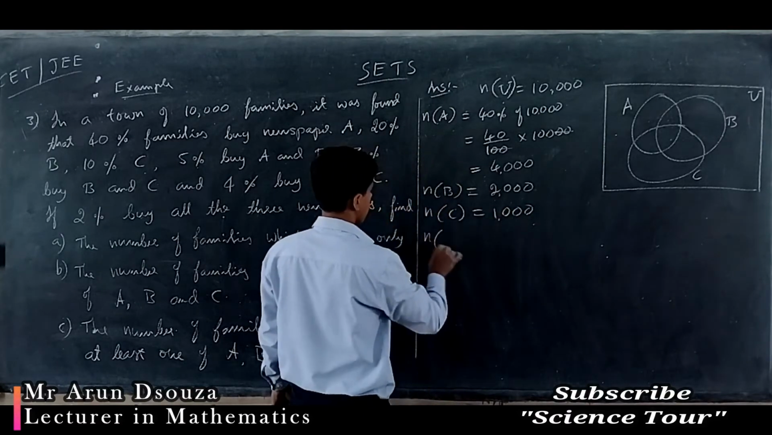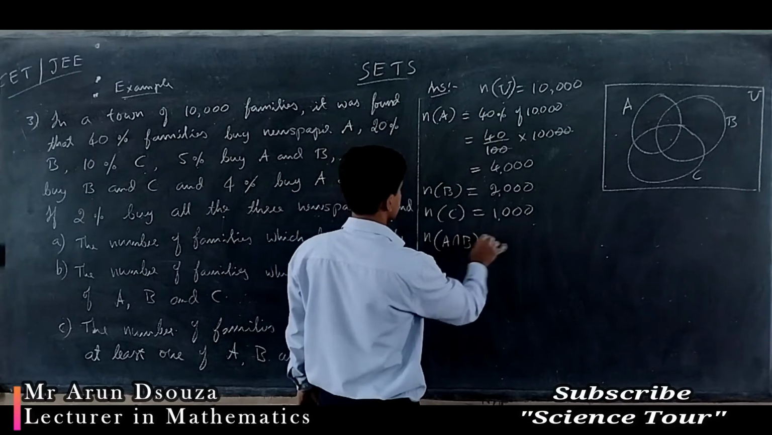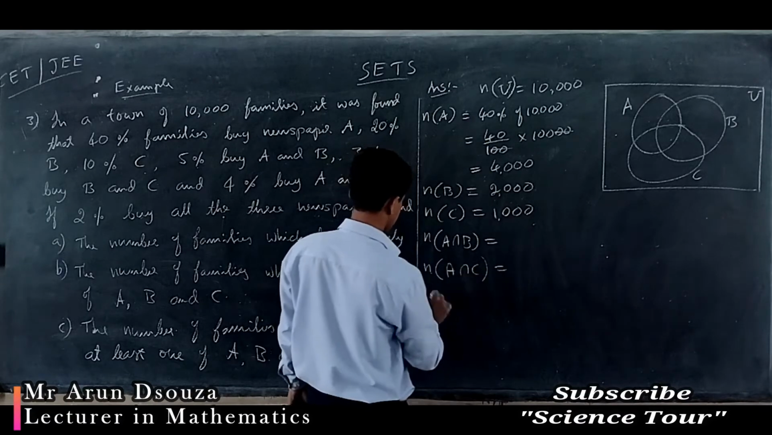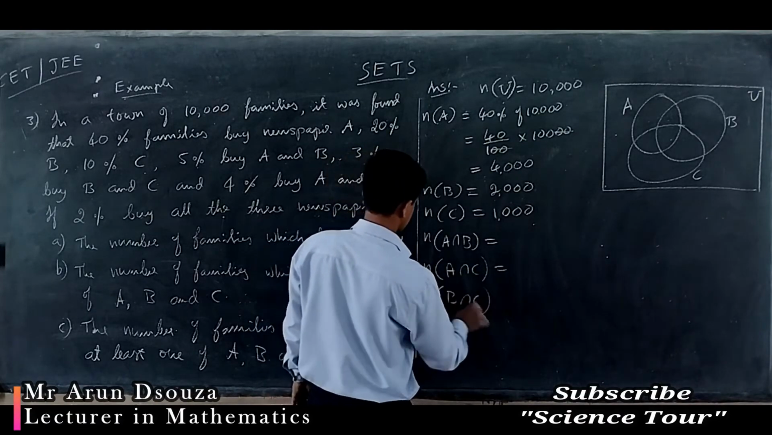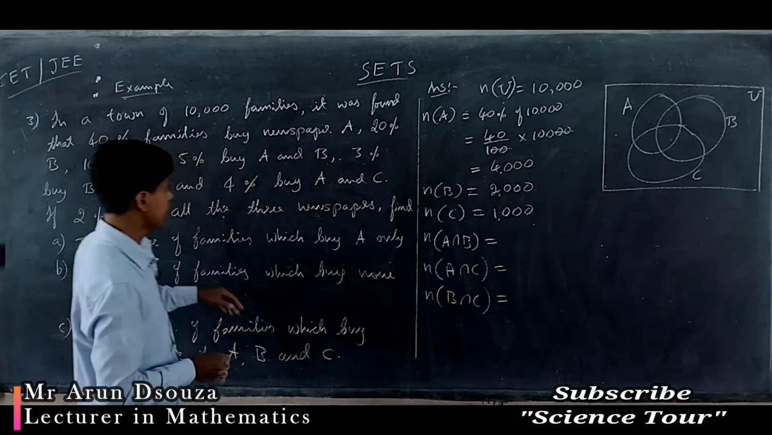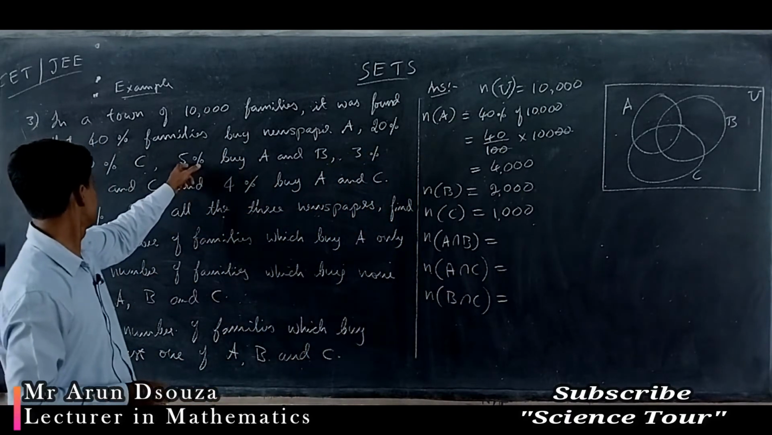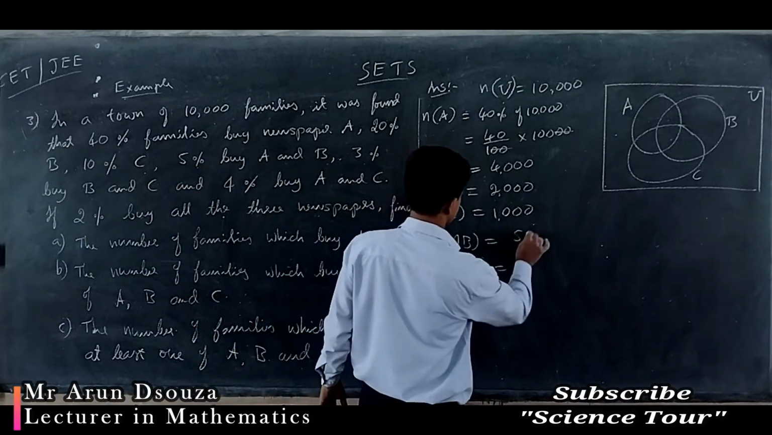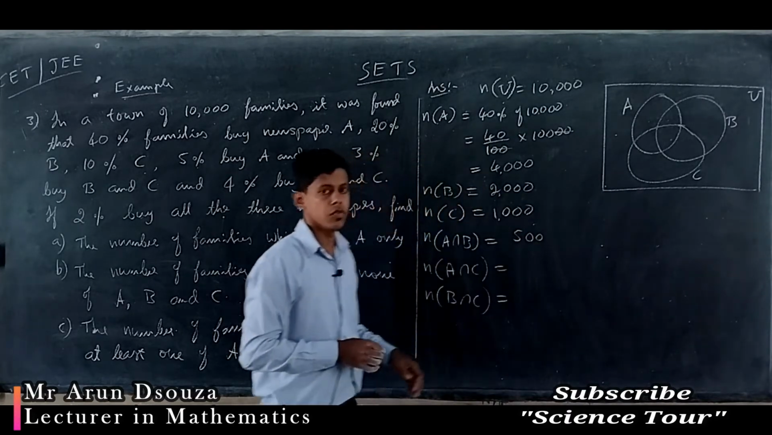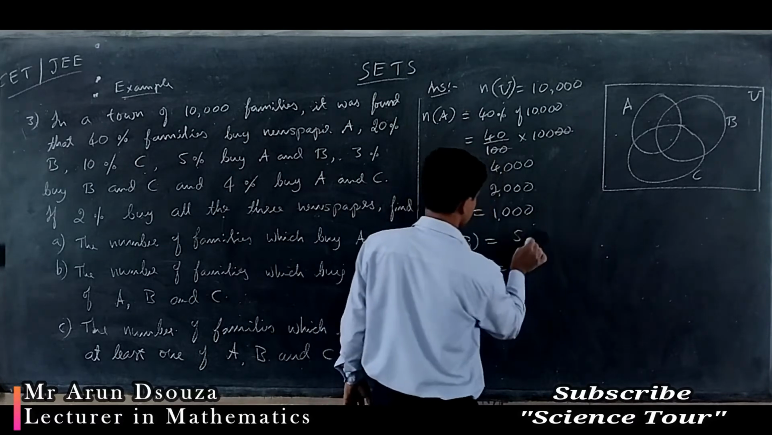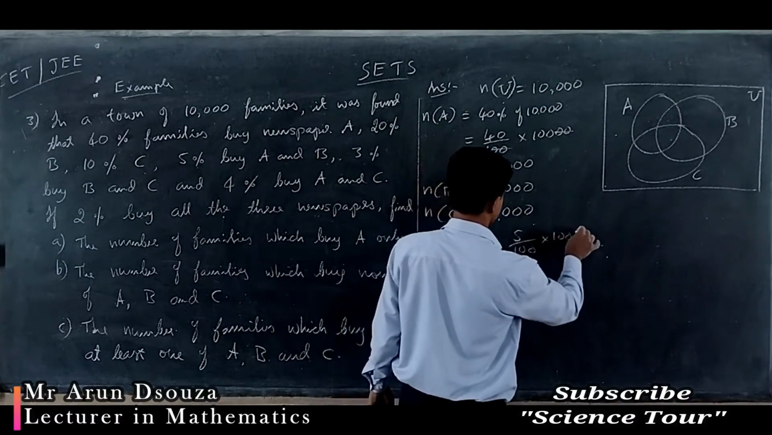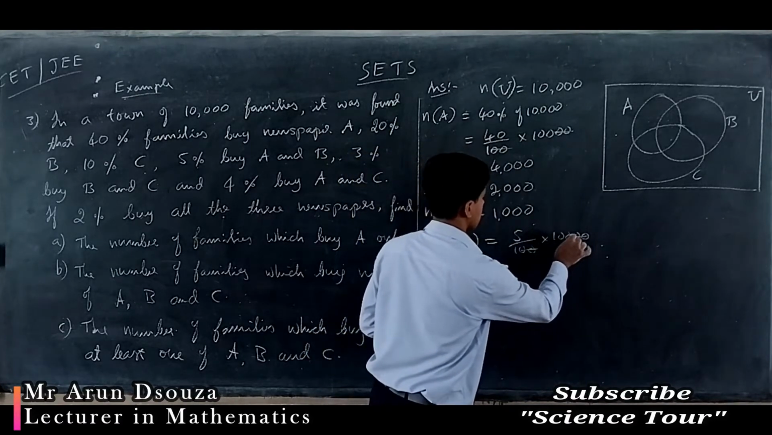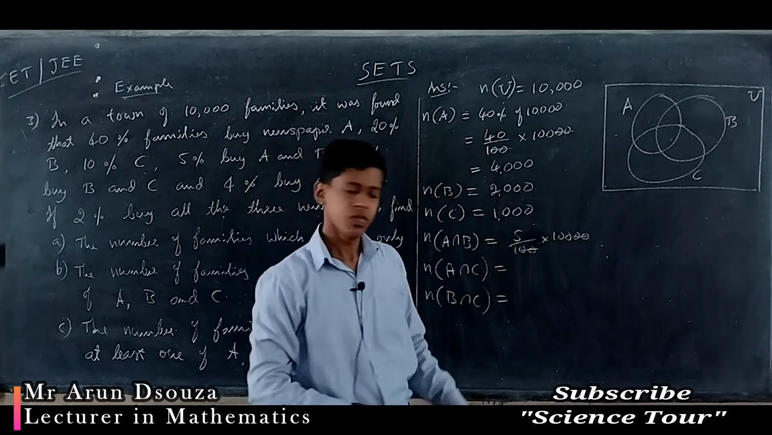Okay, and then what is n of A intersection B, n of A intersection C and n of B intersection C? Okay, so now A and B. How many people buy both the newspapers A and B? 5%. All right, so that is 500. You want to know how 500? 5% of 10,000. Two zeros are cancelled. 5 into 100, 500.